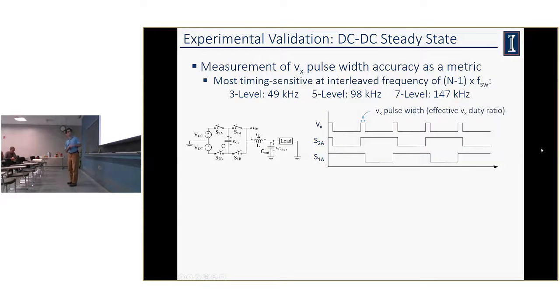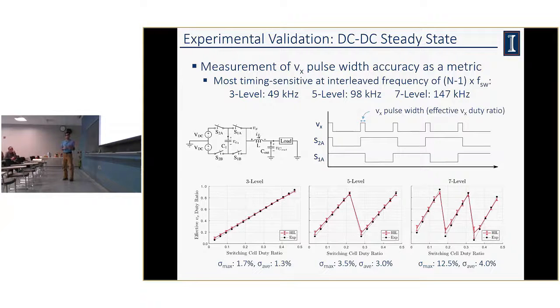And we chose that not only because it embodies the different capacitor voltages, but it also has the most strict timing constraints. This is not only going to be the narrowest pulse width we see, it's also going to be the highest frequency pulse width. So I demonstrate how, given the two switch signals 1 and 2A, you're all familiar with this, we generate a pulse at the VX node, up to a very small pulse width, I should say.